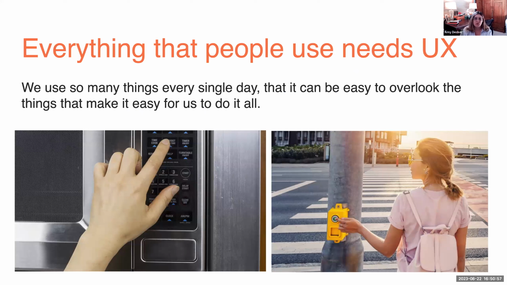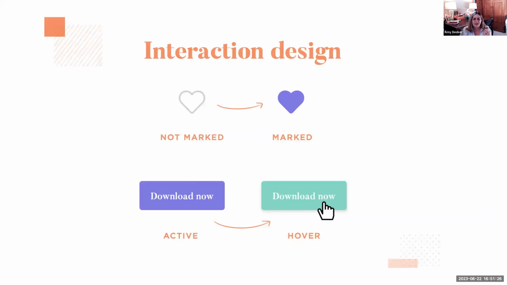Everything that people use needs UX. We use so many things every single day that it can be easy to overlook the things that make it easy for us to do it all. Something as simple as crossing the street uses UX. Of course, your appliances in your home. Think about those remote controls. Sometimes they work, sometimes they don't, right? What are they doing with the UX? How well are they working?